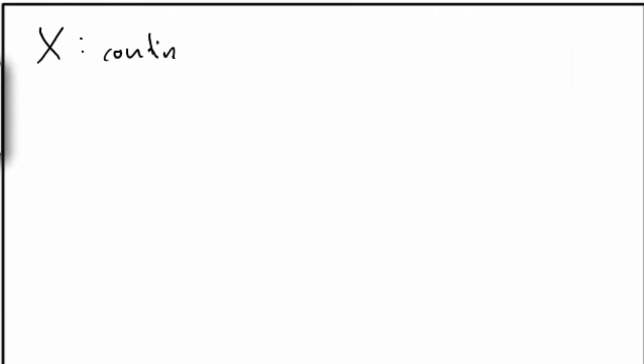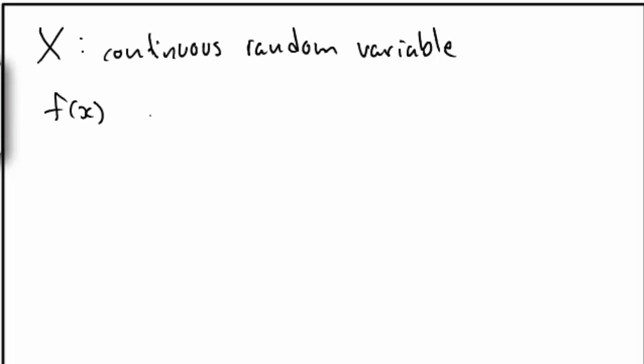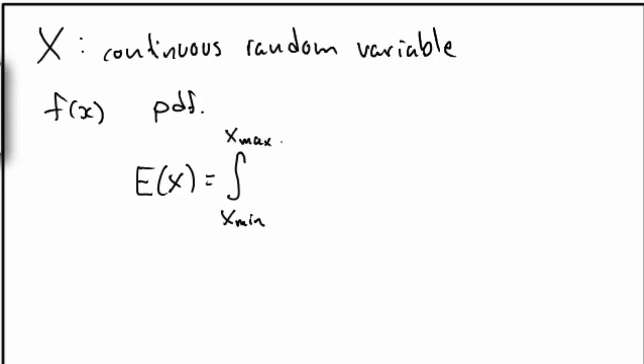Here, x is a continuous random variable. It has PDF, probability density function, f of x. The expected value of this random variable is defined as E of x equal to the integral from the lowest possible value that is in the range of x to the largest possible. X min could be minus infinity and x max could be infinity. X times f of x dx.